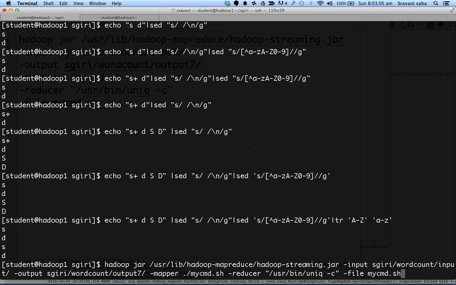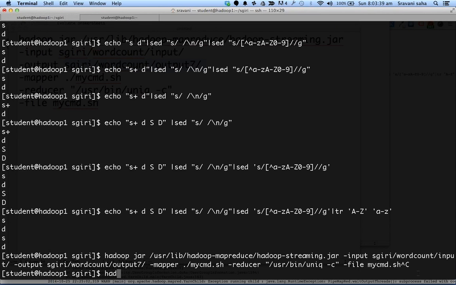Whenever you are writing your own script, like this my command.sh, which I wrote as a script with three commands written inside it, I basically passed an argument called minus file, which means that this file, which is located locally and not on HDFS or known to all the nodes, is also shipped to all the nodes in parallel. And we got our output in Hadoop as Giri word count output 7.